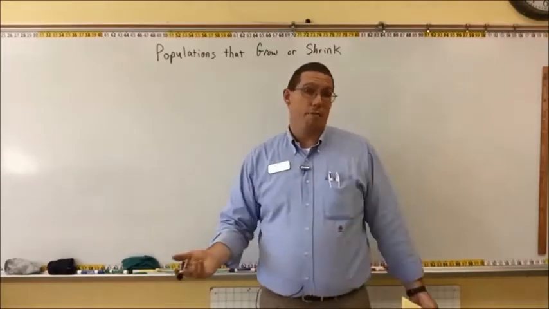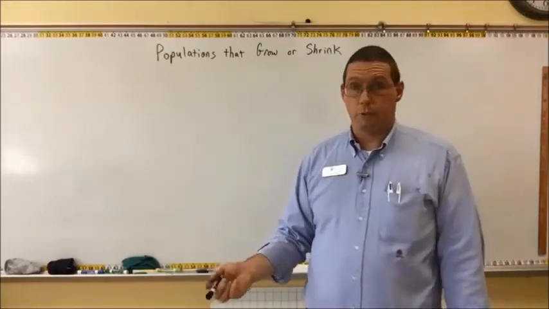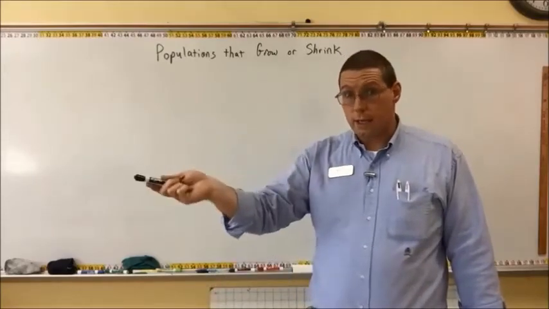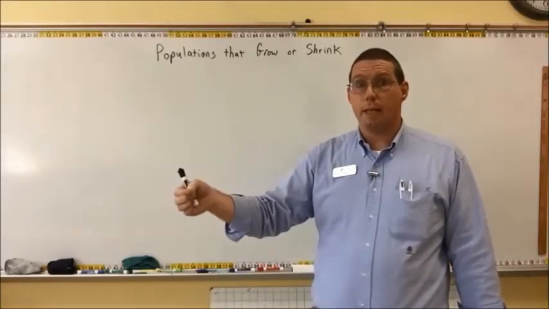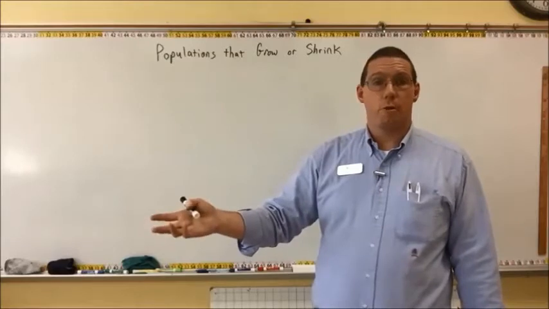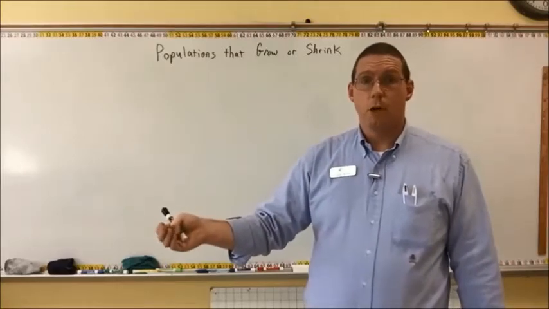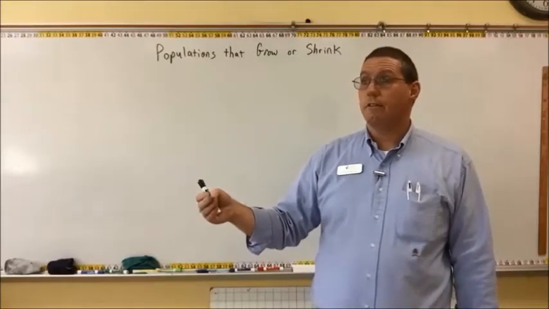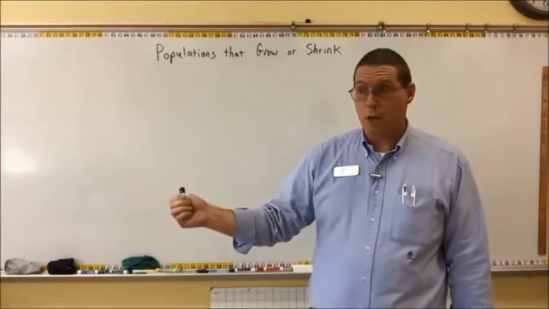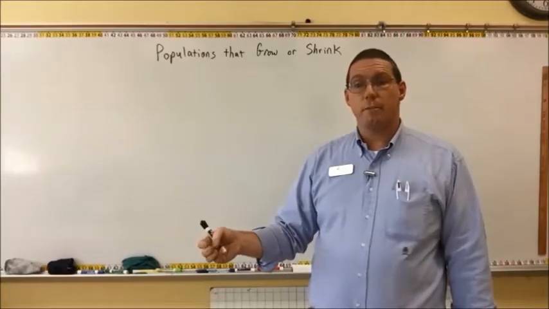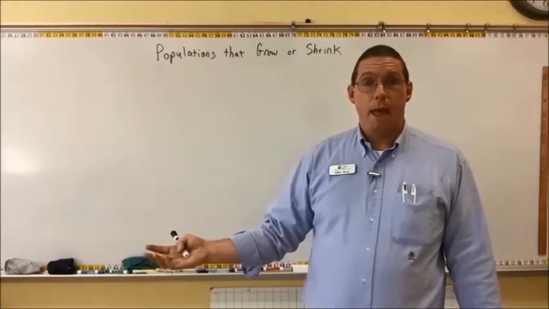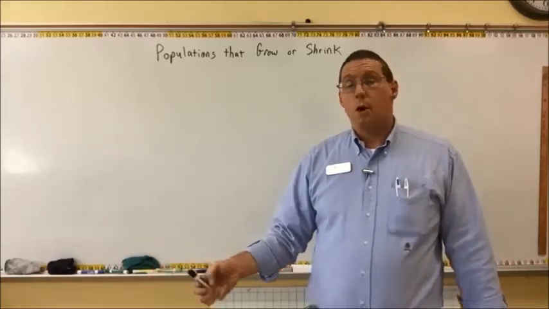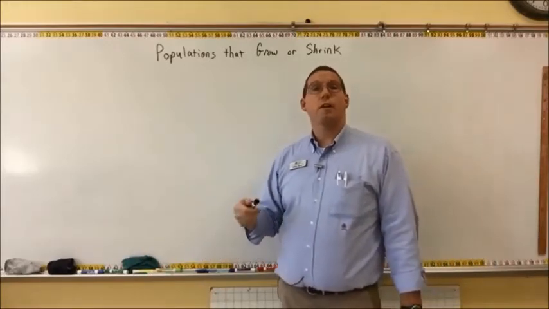Now, there are other kinds of populations that grow and shrink. If you think broadly, instead of just using the word population to mean people, we can also understand populations of deer, populations of insects like mosquitoes, and even populations of plants and the cells of plants. We can even understand things that aren't living.